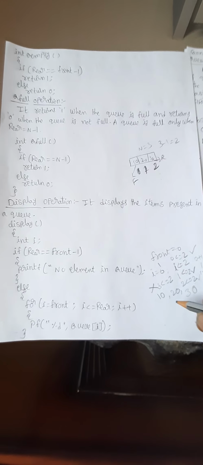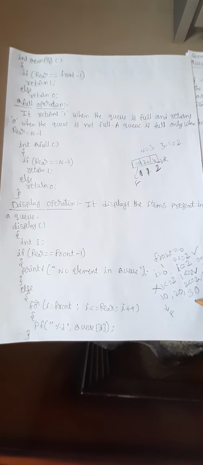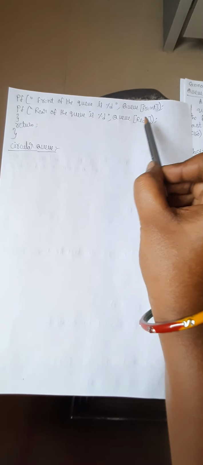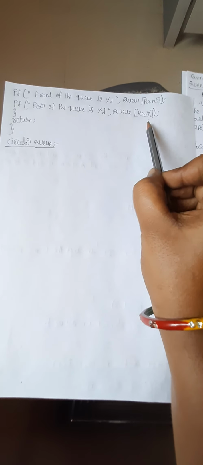And the front element here is this one, and this is the rear element. After displaying all the elements, it is going to display the front element, as well as the rear of the queue, which is q of rear. This is about the linear queue. In the next session, we will discuss the circular queue.